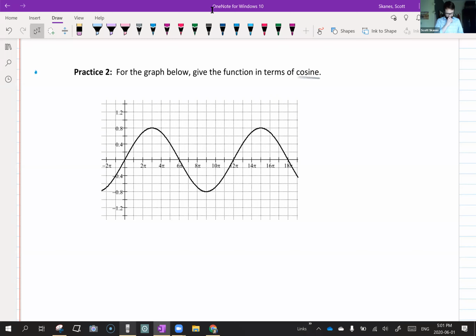Anyway, let's do this. This is a function of cosine, which means the answer needs to match the cosine form, not the sine, but everything else is the same. Let's do it. I'll do this one fairly quickly because I don't want to waste your time. What's the amplitude? The amplitude is 0.8.